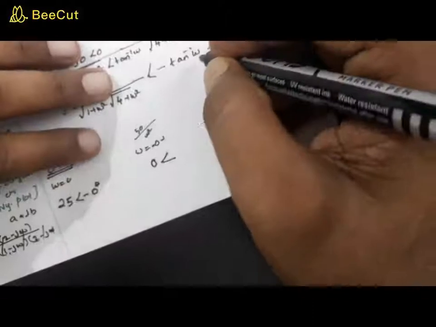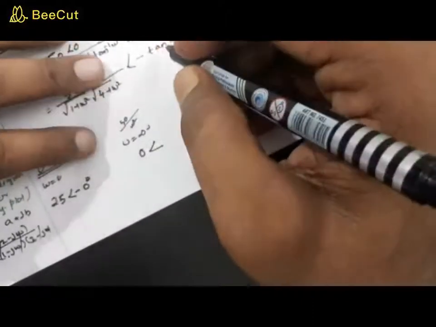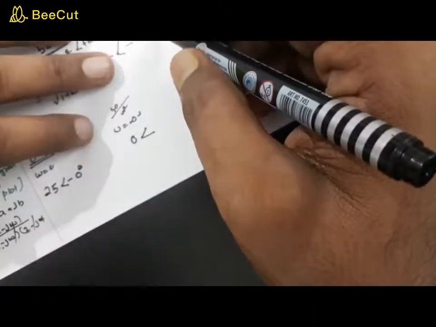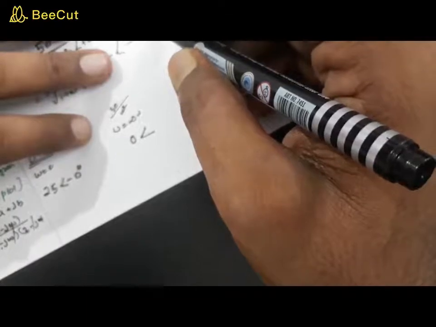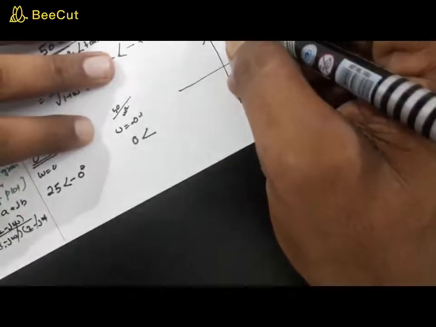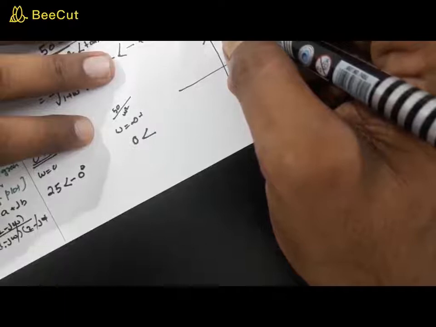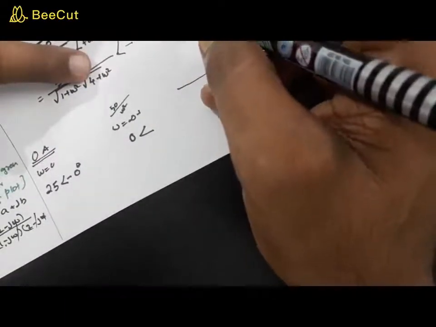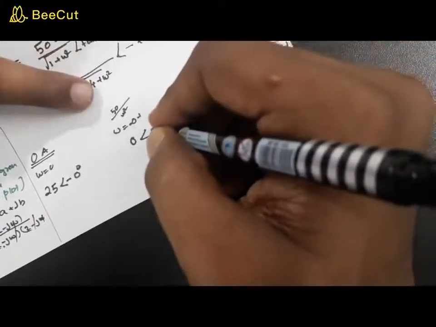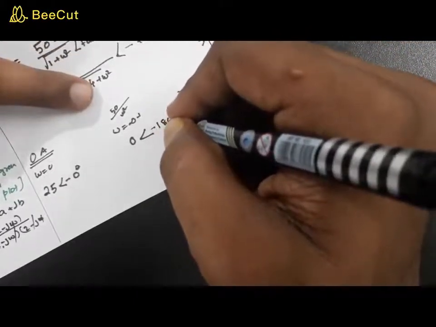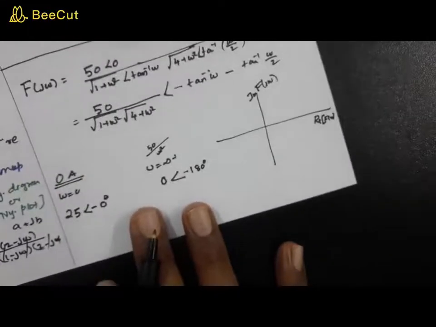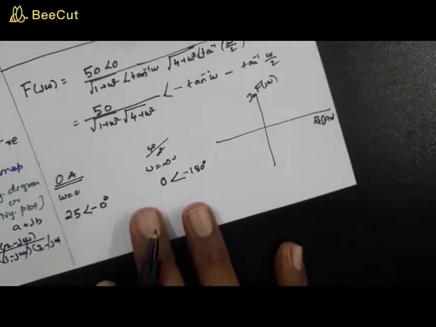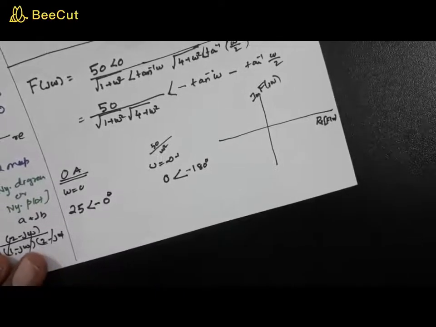What about tan inverse infinity? Tan inverse infinity is 90, and tan inverse infinity by 2 is again 90. So this is minus 90, minus 90, angle minus 180 degrees. So this is how you got the 2 points: 25 angle minus 0, and 0 angle minus 180.